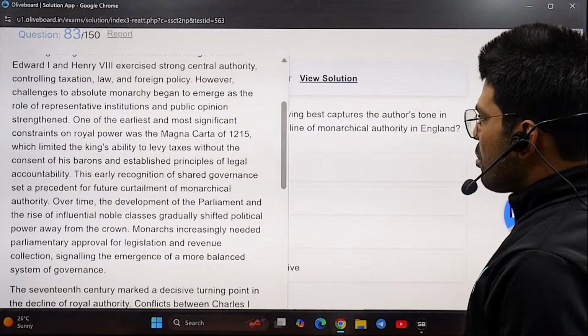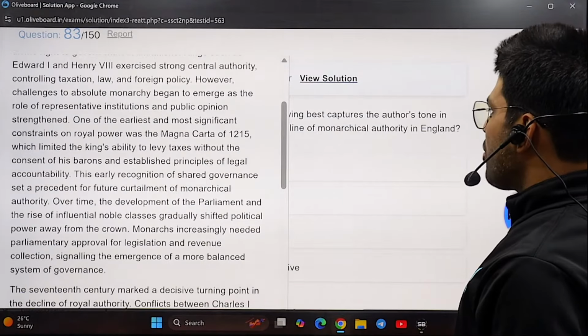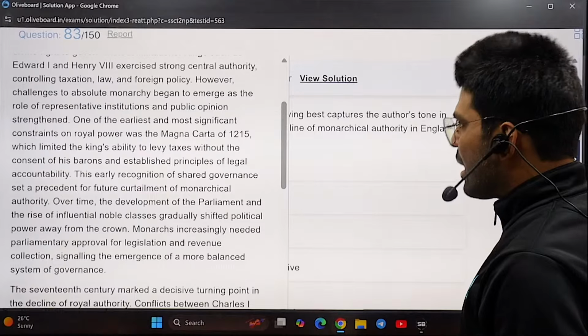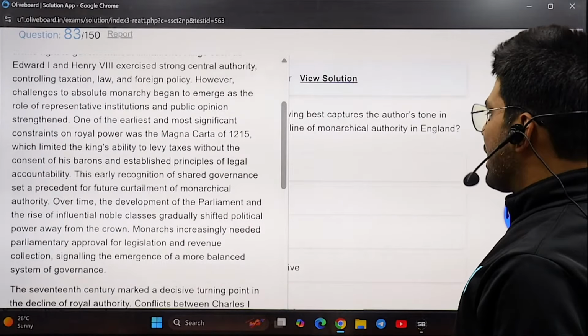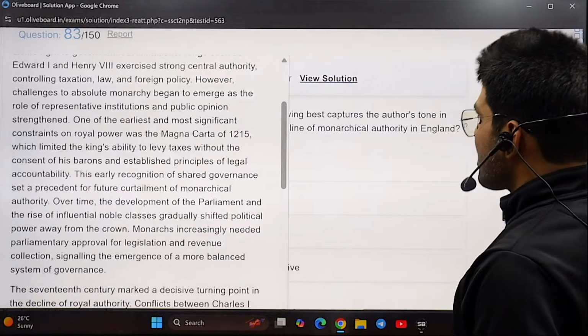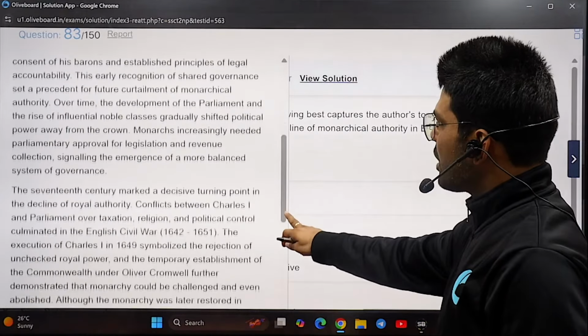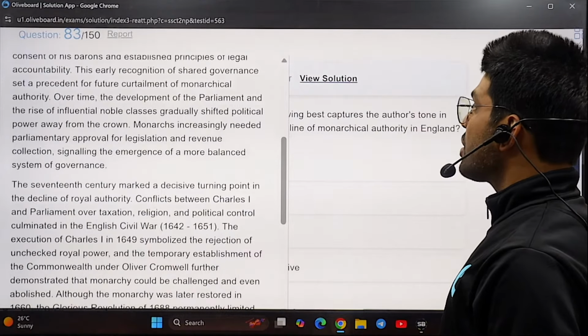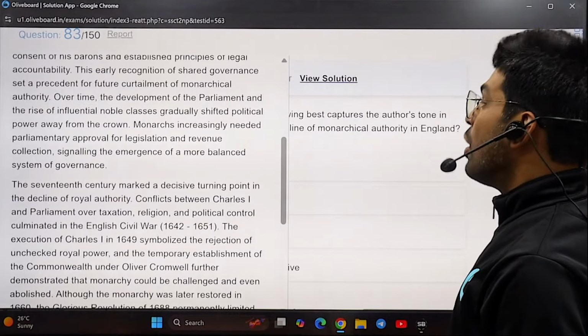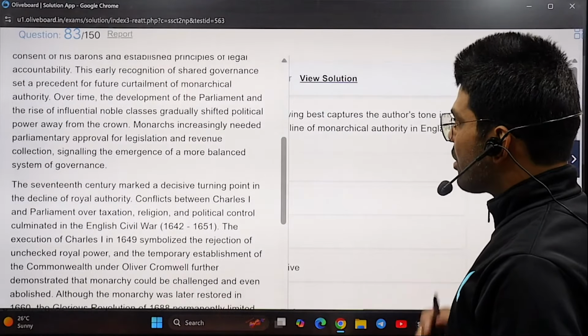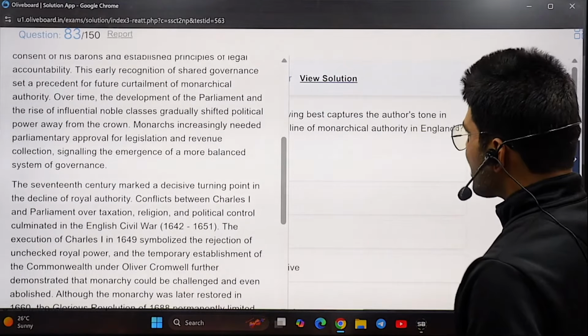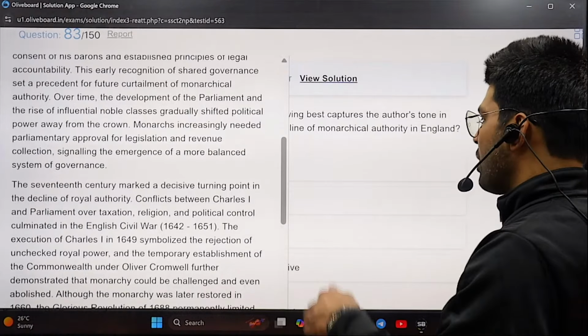One of the earliest and most significant constraints on royal power was the Magna Carta of 1215, which limited the king's ability to levy taxes without the consent of his barons and established principles of legal accountability. This early recognition of shared governance set a precedent for future curtailment of monarchical authority. Over time, the development of parliament and the rise of influential noble classes gradually shifted political power away from the crown.